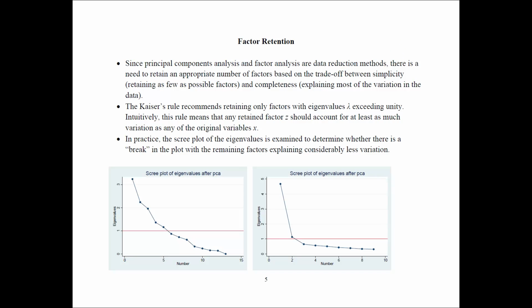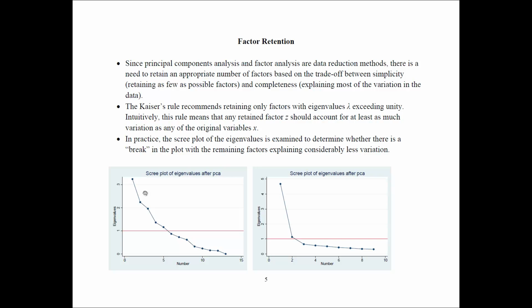Okay, so next, what is important is the topic of factor retention, or component retention. Since PCA and factor analysis are data reduction methods, there's a need to retain an appropriate number of factors based on the trade-off between simplicity, so we want to retain as few factors as possible, and completeness, we want to explain most of the variation in the data. So how many should we retain? One rule is the Kaiser Rule, which recommends that you retain only factors with eigenvalues lambda exceeding unity, which means that any retained factor z would account for at least as much variation as any of the original variables, and it makes sense.